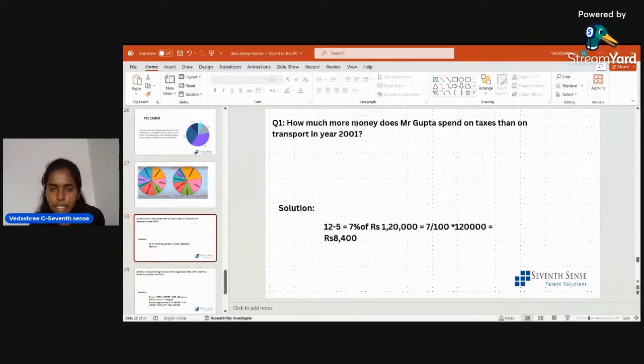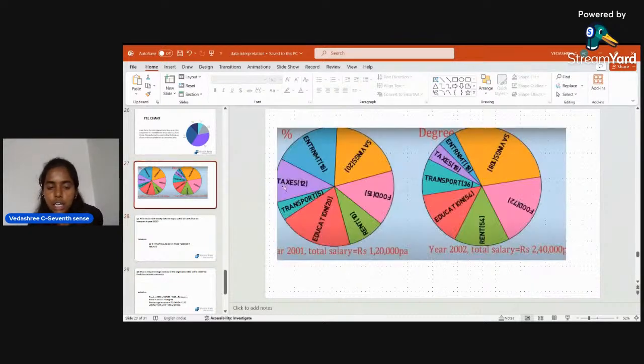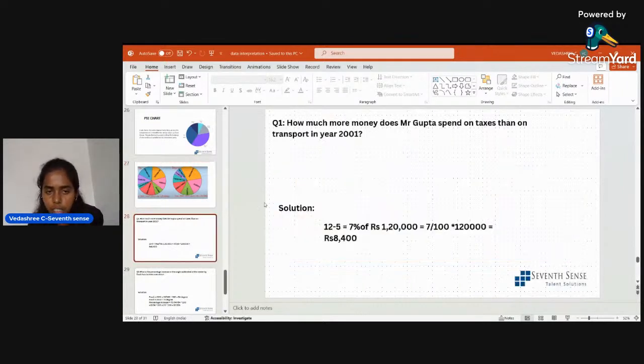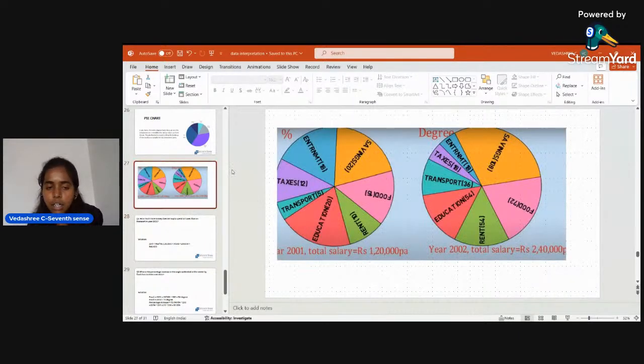How much more money does Mr. Gupta spend on taxes than on transport in year 2001? First we need to calculate the difference between taxes and transport. The year is already mentioned as 2001, so we'll consider 2001 here. In 2001, the taxes of Gupta is 12 and transport of Gupta is 5.